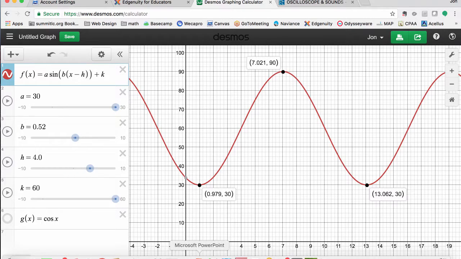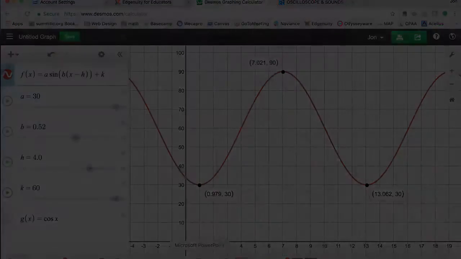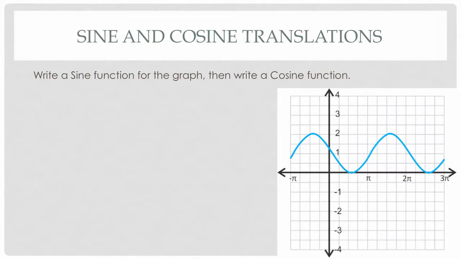Let's go back and look a little bit more at our functions. So let's do a problem together here. We want to write a sine function for this particular graph. So I've got a wave going on. Let's write a sine function, and then we'll write a cosine function. So how do we go about doing that?